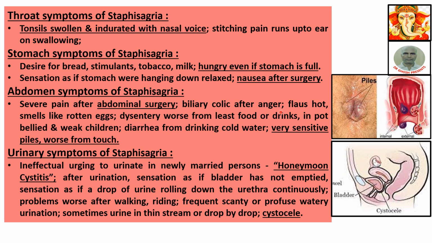Biliary colic after anger. Flatus hot, smells like rotten egg. Dysentery worse from least food or drink in pot-bellied and weak children. Diarrhea from drinking cold water. Very sensitive piles, worse from touch.